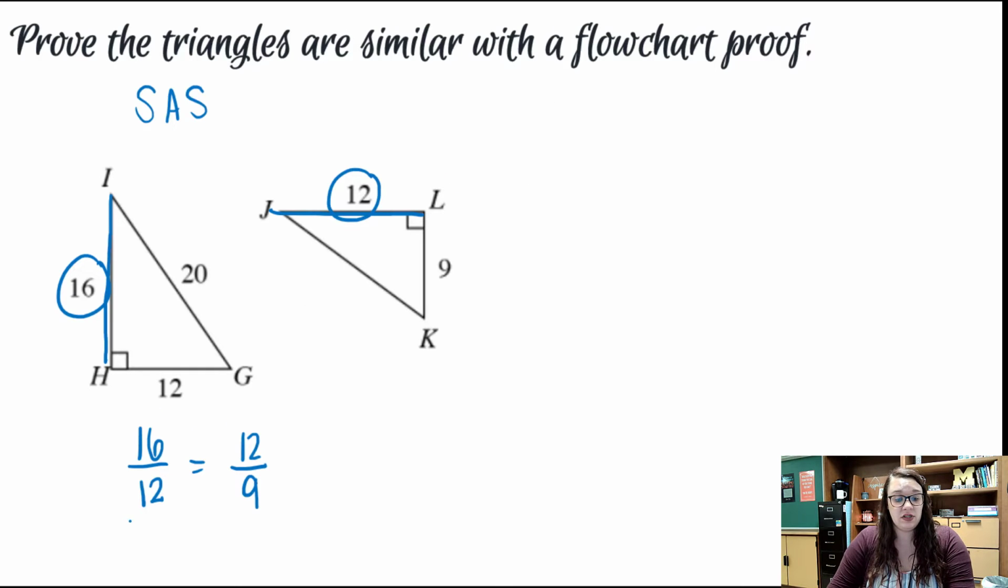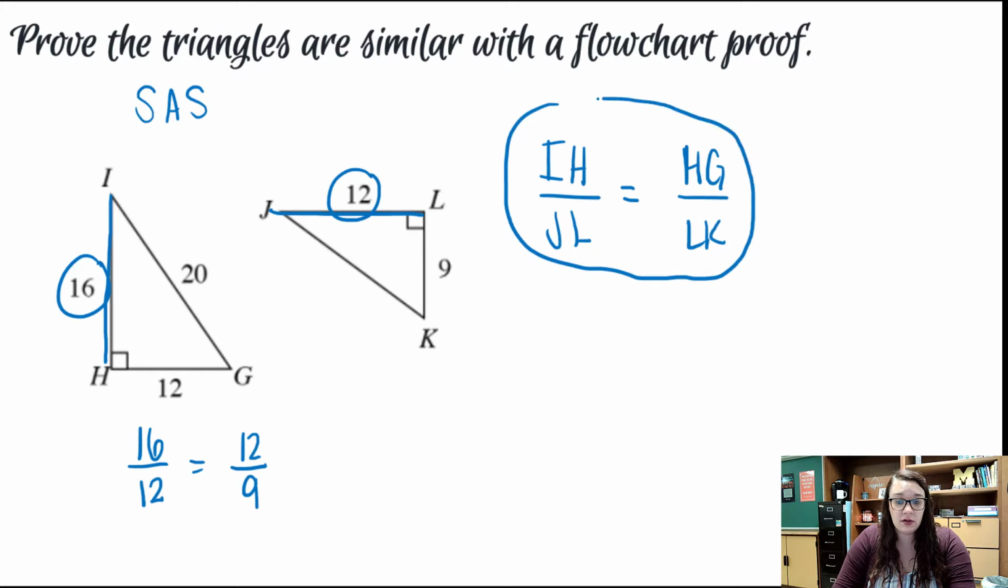So here's my setup, side, angle, side. Let's do our sides first, but instead of writing it as the fractions with the numbers, I'm going to write this with the letters from the vertices on the triangle. So 16 was IH, and 12 was JL. And that was equal to 12, which was HG, over LK. So here is one fact, and I know this because of proportionate sides. Or I could say proportions.